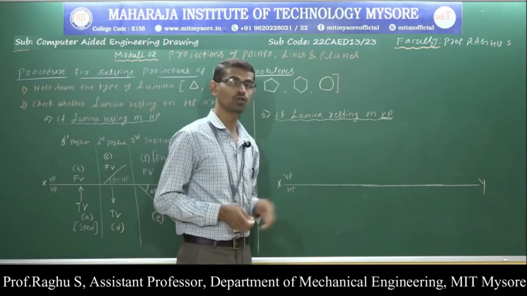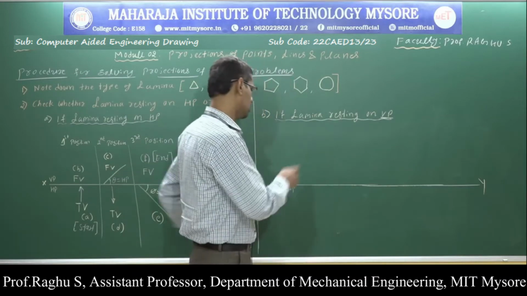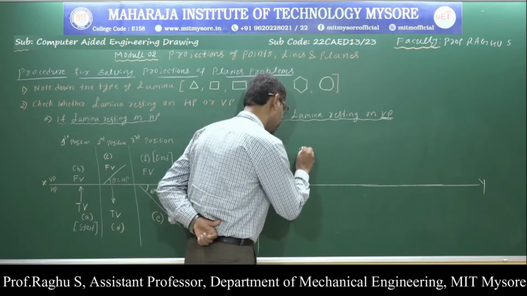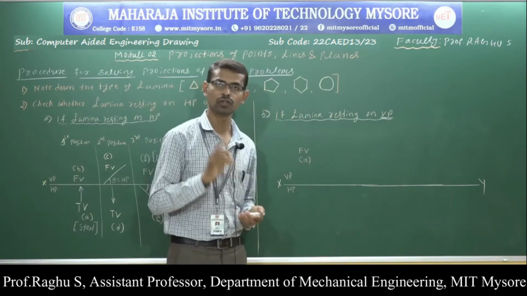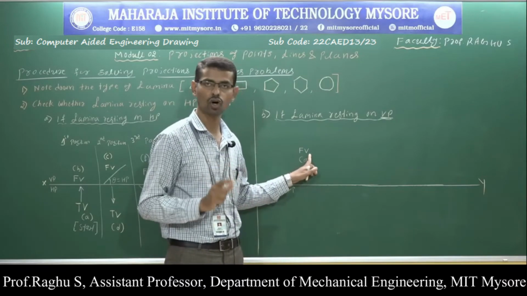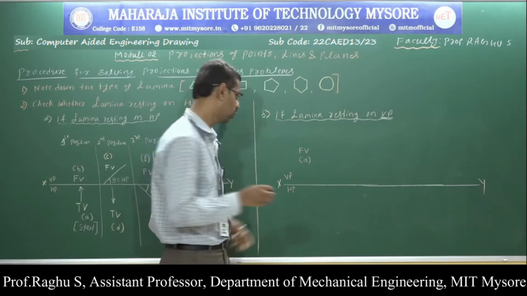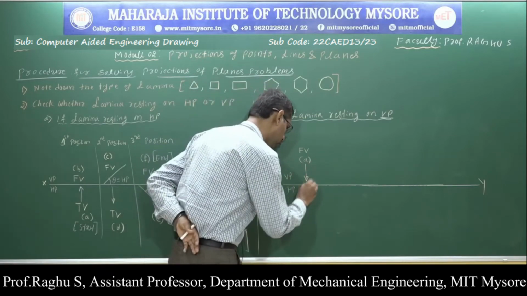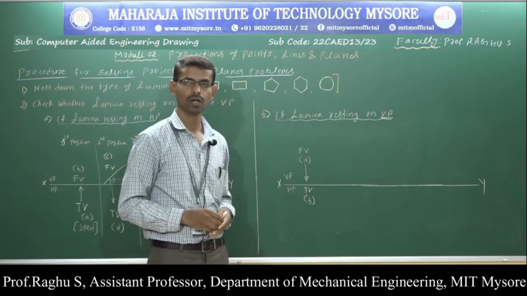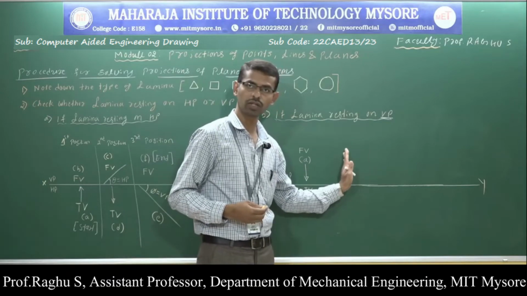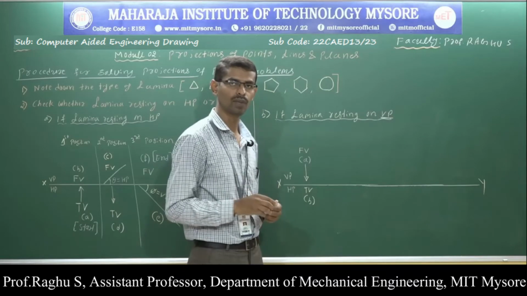Similarly, when the lamina is resting on VP, it is exactly opposite. When the lamina is resting on VP, start the first position with the front view. So this is A. Note down the edge resting condition or corner resting condition. Now draw the projection to get the top view. This is B. Next, to draw the second position, I need the lamina inclination with respect to VP only.